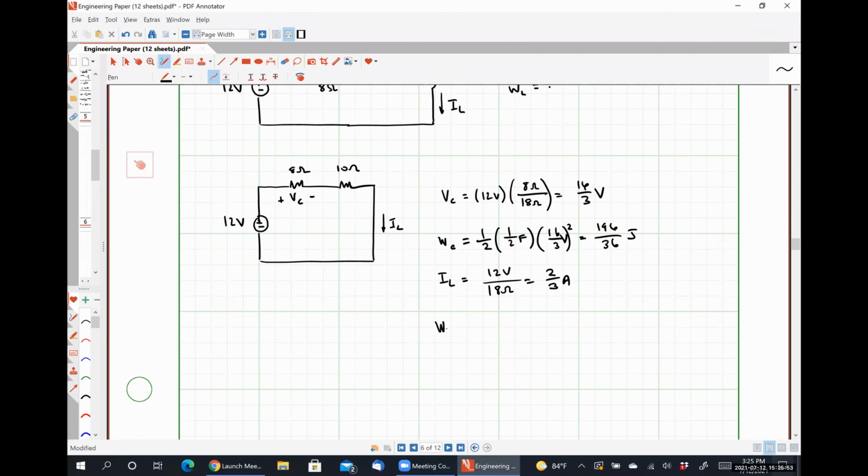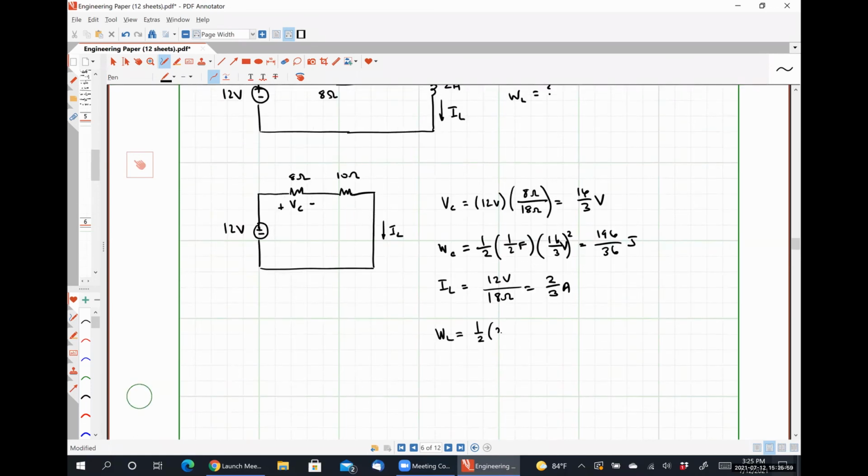Our inductor energy then is going to be 1/2 times, let's see, 2 henries times 2/3 of an amp squared. So that should be 4/9 of a joule. All right. So that question is literally one I've asked on an old test, just different numbers because I made them up.